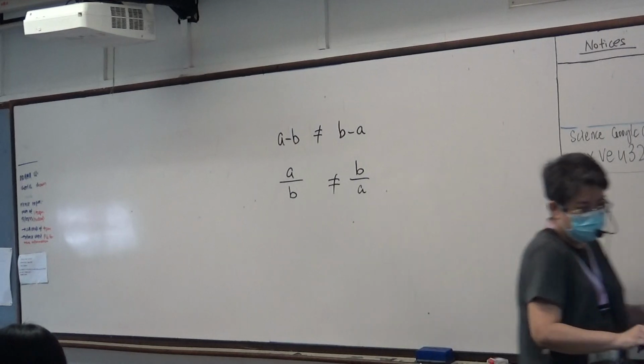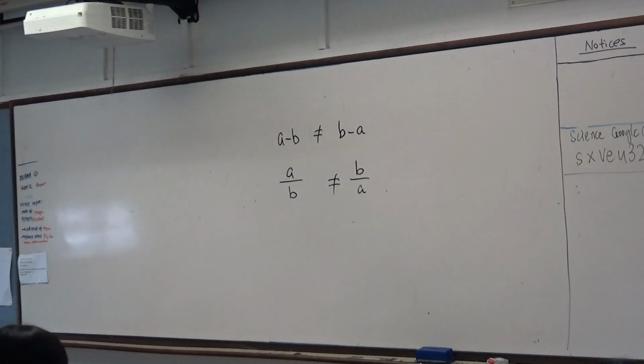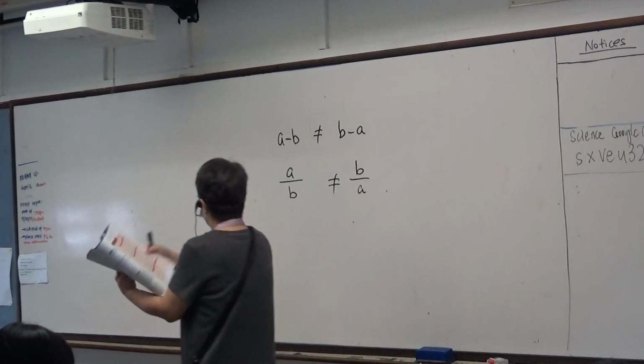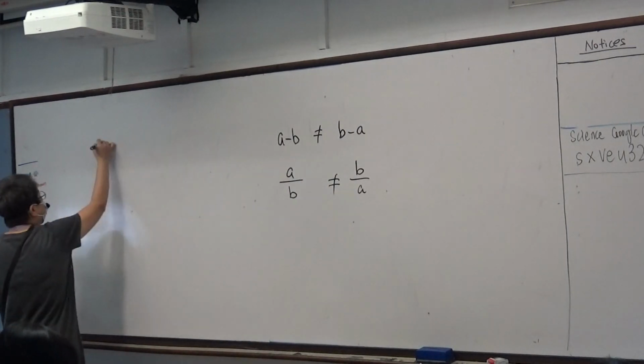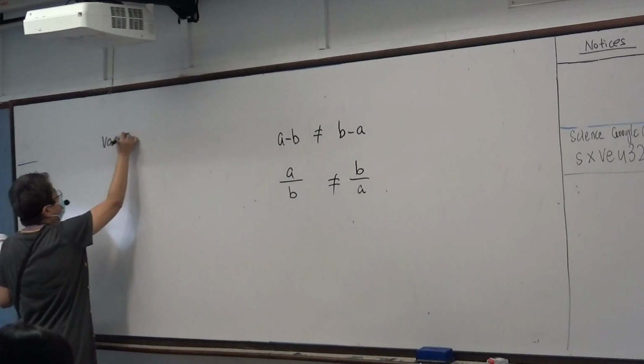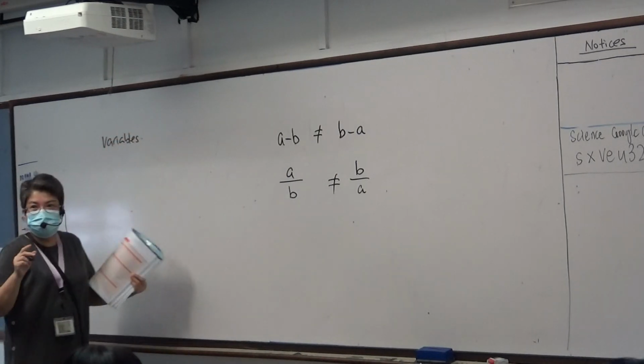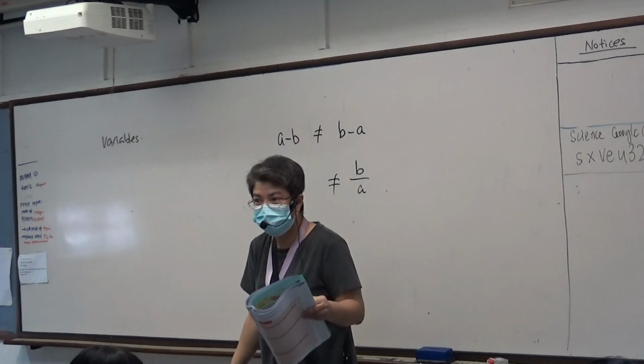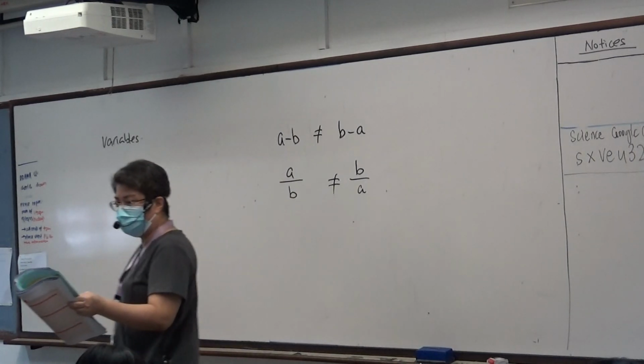Next, we are going on to page 94. Okay? Using letters to represent variables. Now, what do you mean by variables? Variables means the number can change. It can vary. Understand? Okay, let's take a look at page 94.